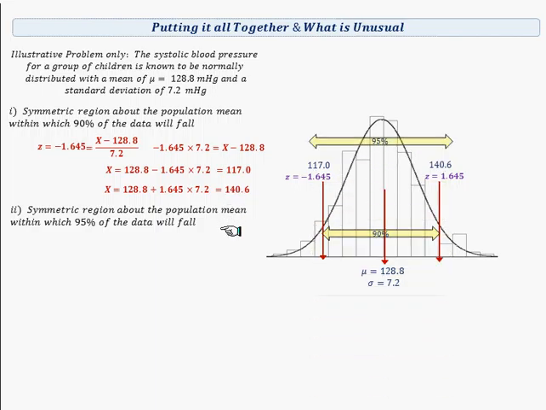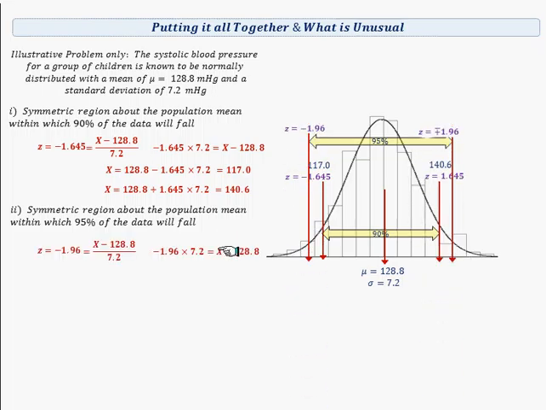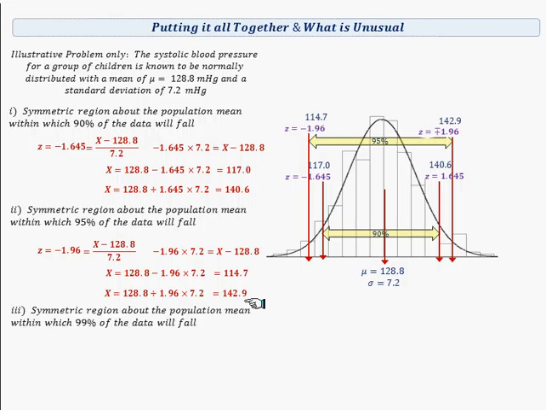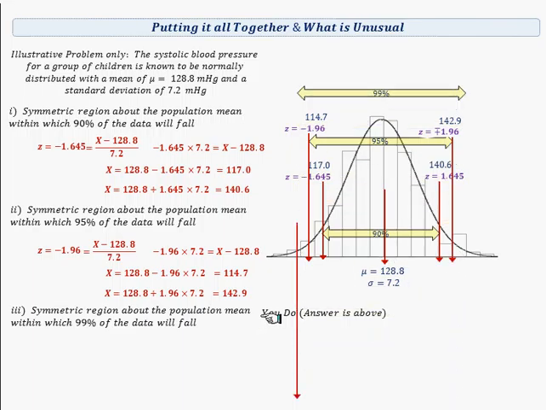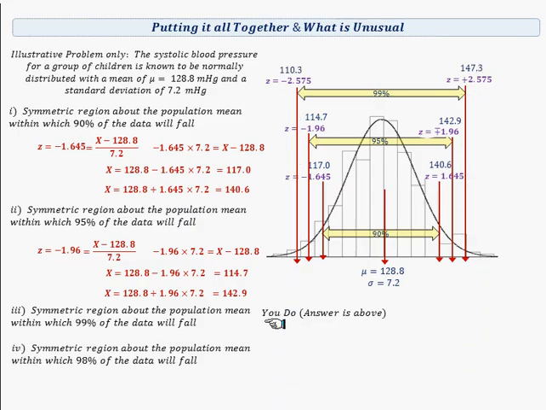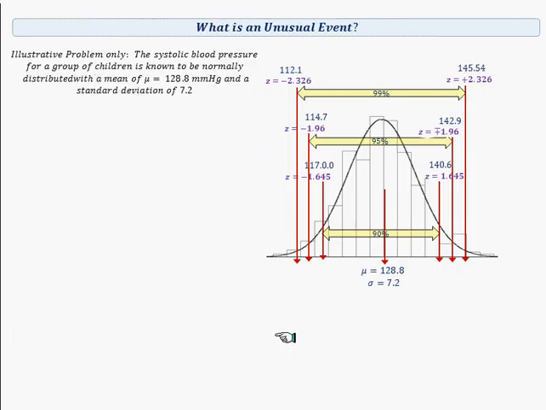Now repeating that for the 95% interval, our z-score is plus or minus 1.96. Coming on the screen here, our left-hand endpoint is 114.7, right-hand endpoint is 142.9, and then the symmetric region, well, we ask you to do this yourself. For 99%, compute this on your own. The limits are 110.3 to 147.3. The symmetric region about the mean then is given on the screen there.